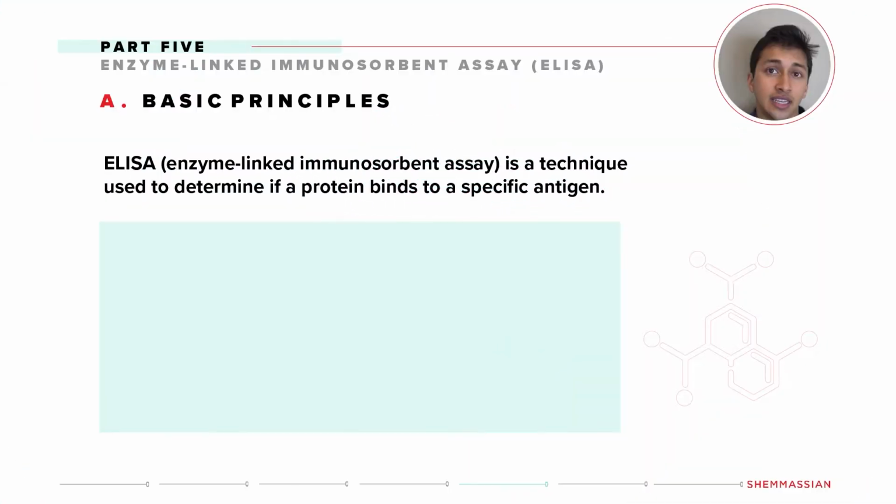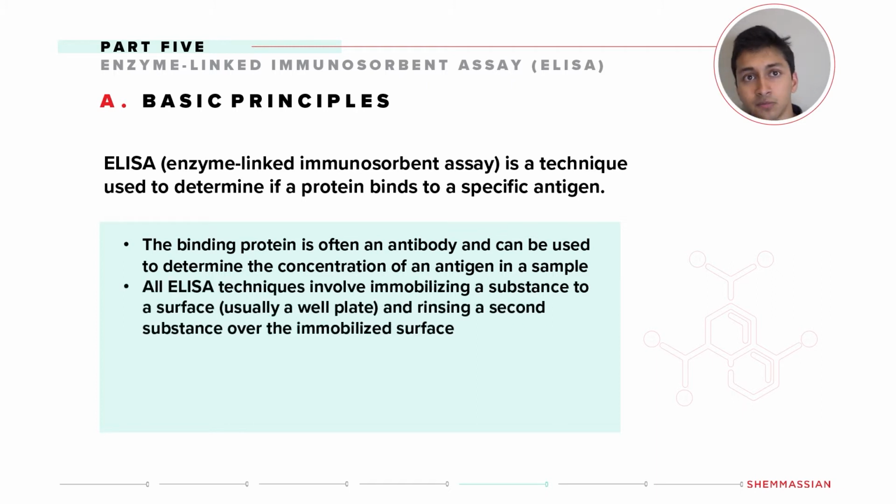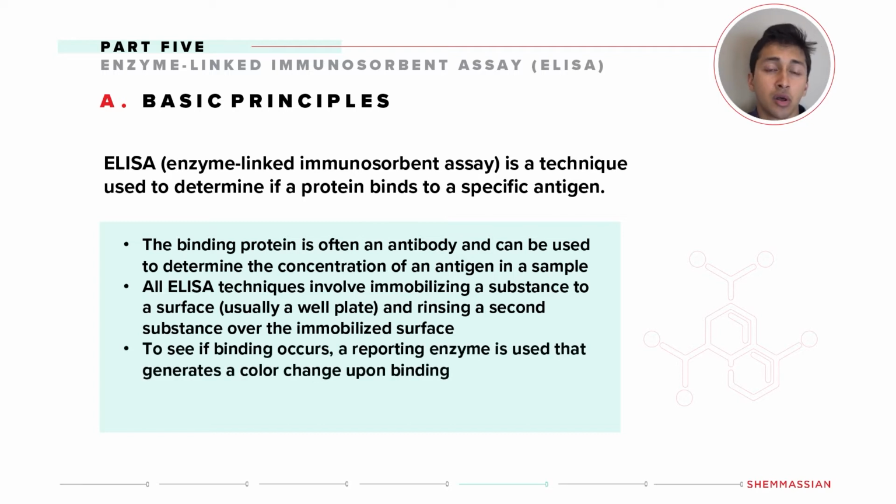ELISA is another technique that's used to detect the presence of antigens in a sample and can be used to determine the concentration of antigen in any given sample. In general, to perform an ELISA, first you need to immobilize your sample, usually on a well plate. Then, you wash the well plate to make sure only the immobilized parts of your sample remain. To check for binding of certain molecules, a reporting enzyme is added to the plate, which will allow us to check for the presence of our molecule of interest.